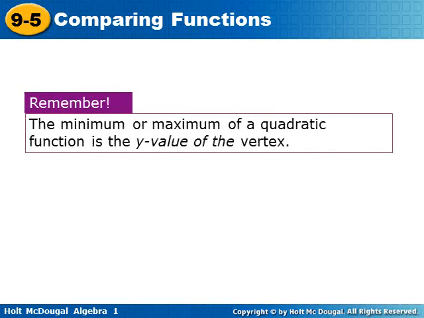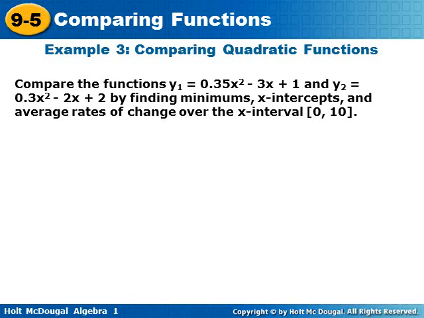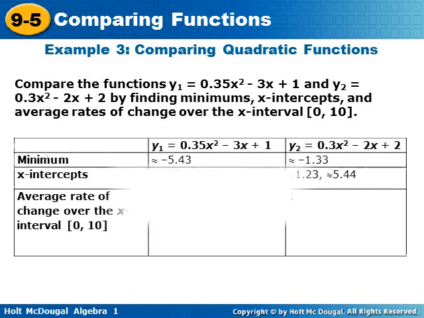The minimum or maximum of a quadratic function is the y value of the vertex. Compare the functions y1 equals 0.35x squared minus 3x plus 1, and y2 equals 0.3x squared minus 2x plus 2 by finding minimums, x-intercepts, and average rates of change over the x interval [0, 10] for 10 years.